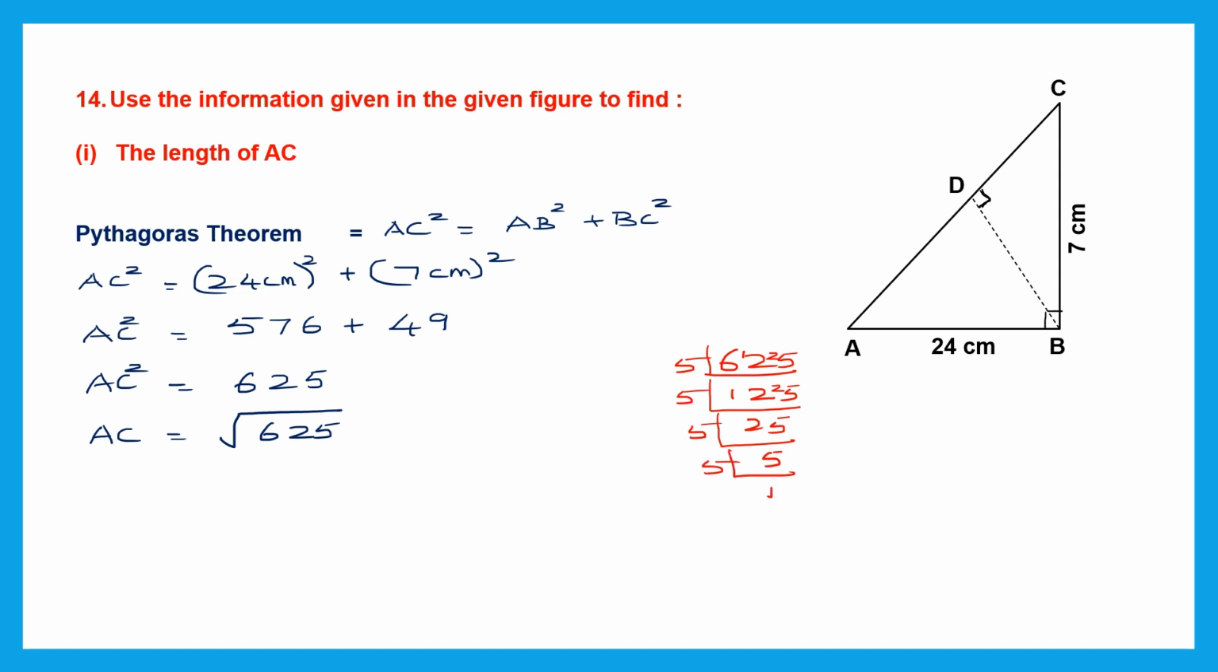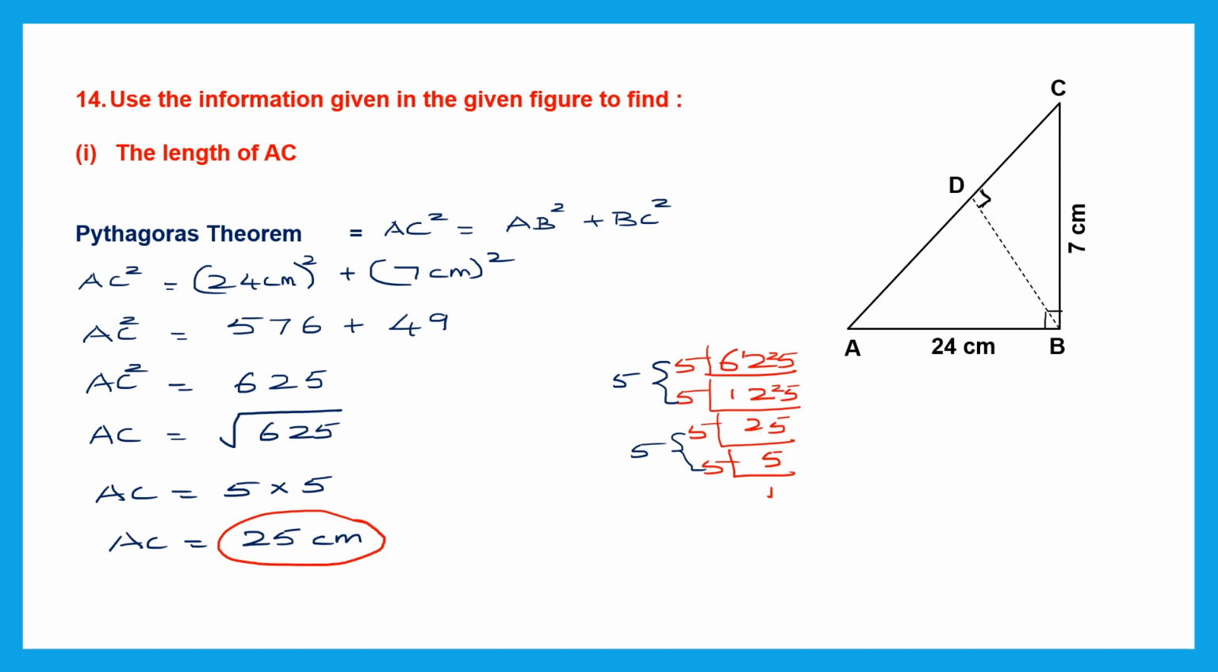Now let's pair them up. So here let's take one from here and one from this pair. So now what do we have? AC is equal to 5 into 5 and 5 into 5 is 25. So we have found AC to be 25 centimeters. So we have found the first answer. We were asked to find the length of AC and we have found that out to be 25 centimeters.